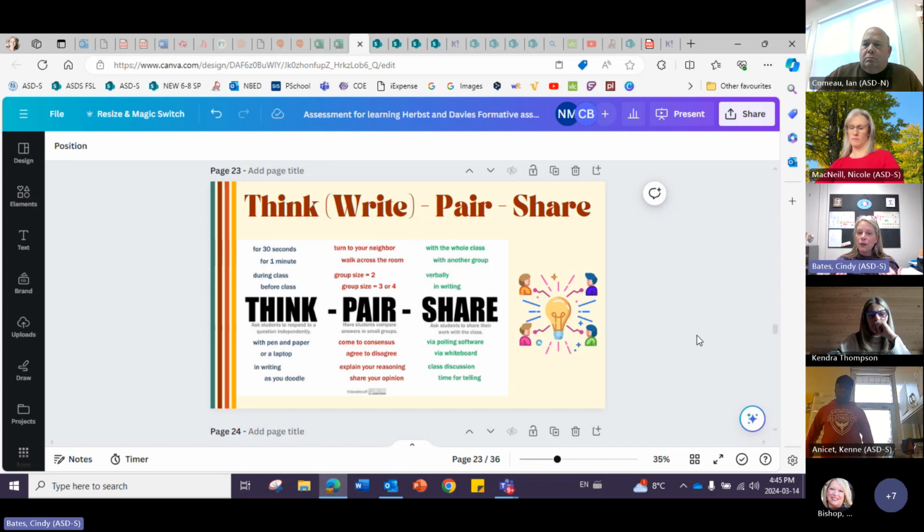So after 30 seconds or a minute, then it's time to pair. And so this is the part where you might just turn to your shoulder partner. You might have clock partners or cell phone partners that you've already set up for a certain time. Or it might be a matter of just looking around and finding someone with the same color eyes, or that's also wearing sneakers today, however you decide to do it.